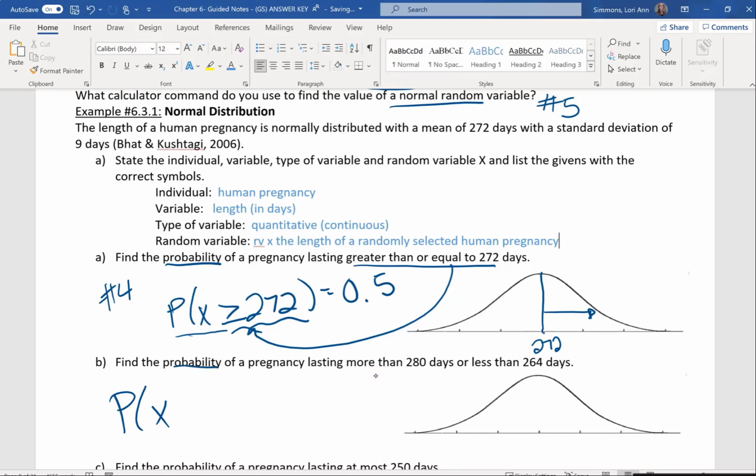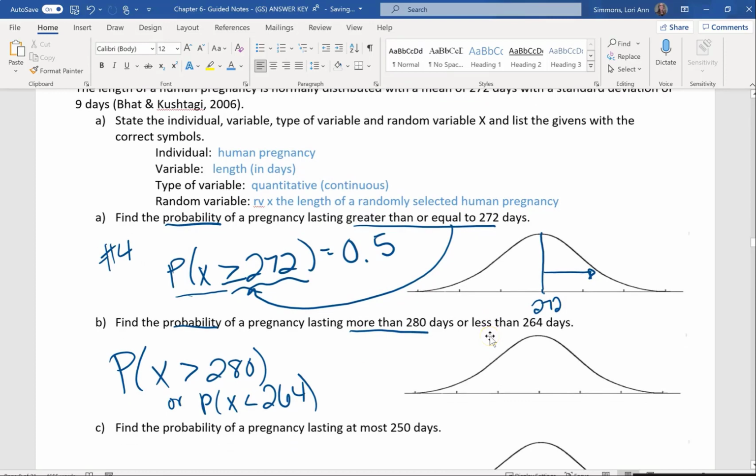So we want to find the probability lasting more than 280 days. So greater than 280. Or less than 264. So let's draw this out. 272 is right here. You can kind of guess. So 280, let's just say 280 is here. We want greater than 280. We want 264 somewhere over here and somewhere less.